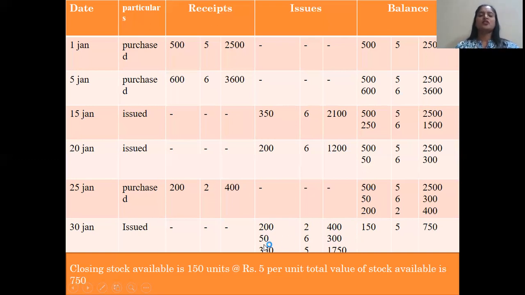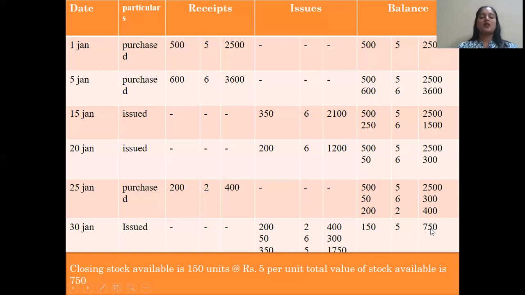Next, we have now issued 250. Still how much should be issued? 350 should be issued. Already we have a balance of 500. Out of 500 issue 350. If we issue 350 out of 500, the balance will be 150. Okay, now the same cost per unit, 150 into 5 is 750.